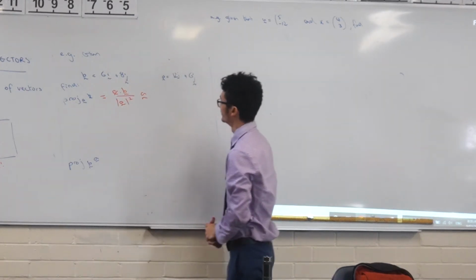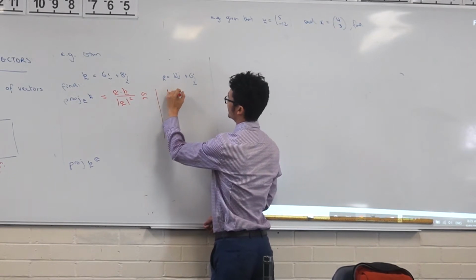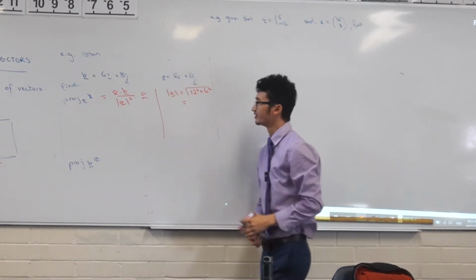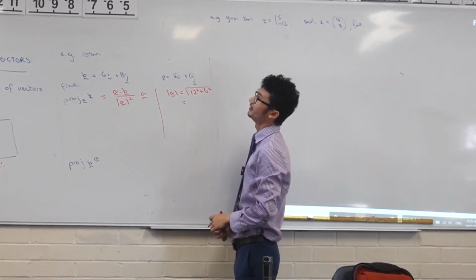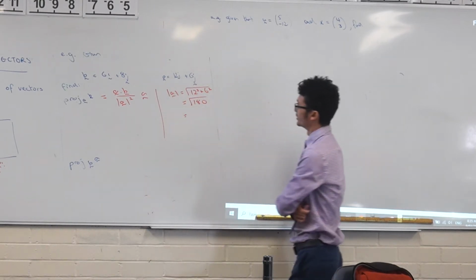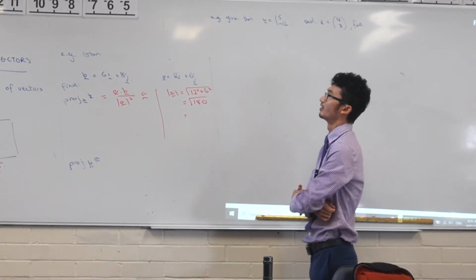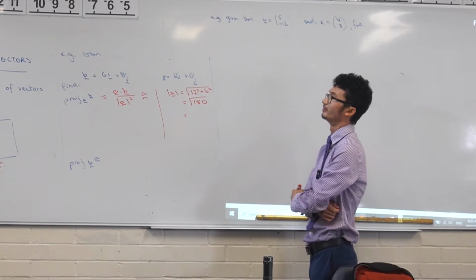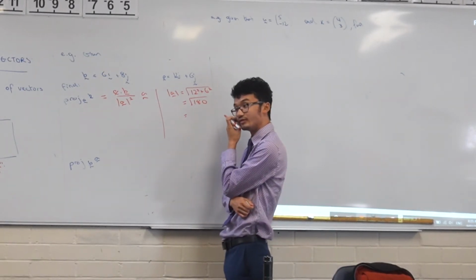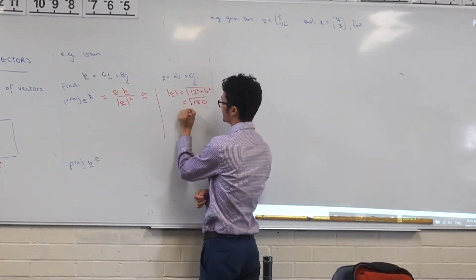The modulus of A. So let's do a side note, maybe over here. The modulus of A is the square root of 12 squared plus 6 squared, which is the square root of 180, which is 6 root 5, which is 36 times 5.